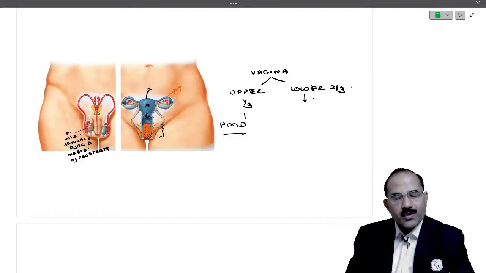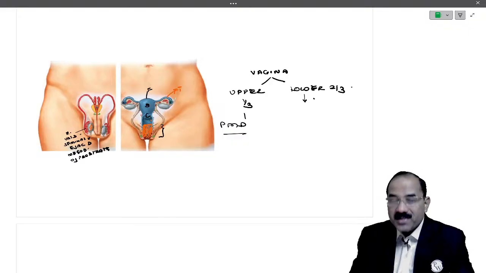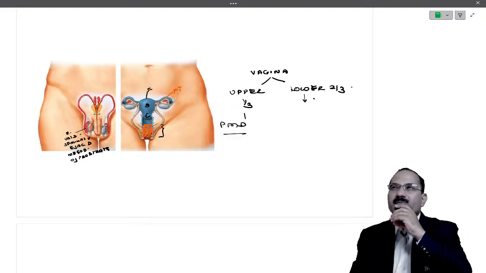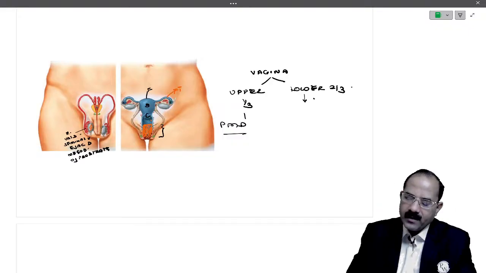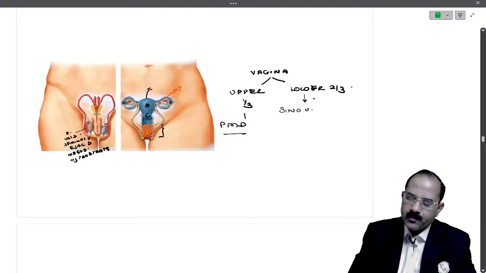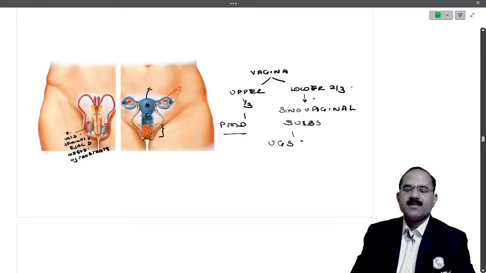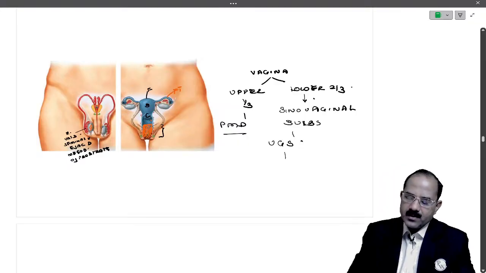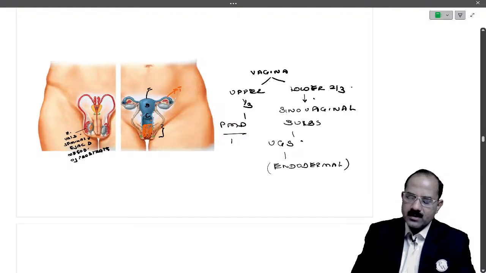Yes Soham, the urogenital sinus is fine, but from the urogenital sinus there are two bulbs which are formed, and this is what we call the sinovaginal bulbs. The sinovaginal bulbs are derived from the urogenital sinus. Yes, very good. And this is what in origin? Endodermal in origin. And what is this in origin? This is mesodermal in origin.